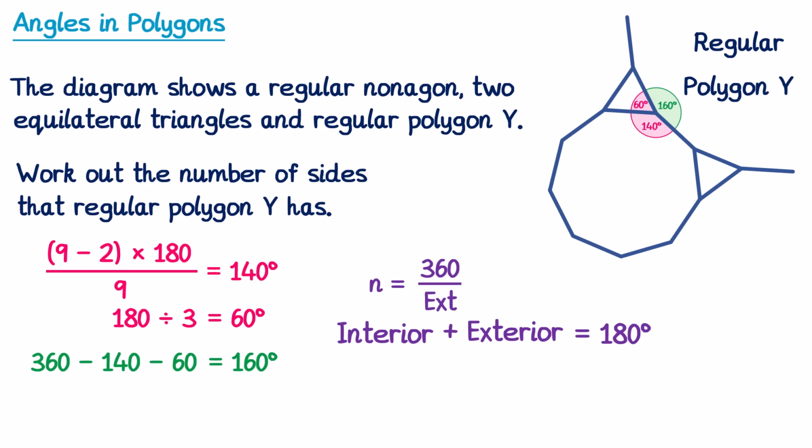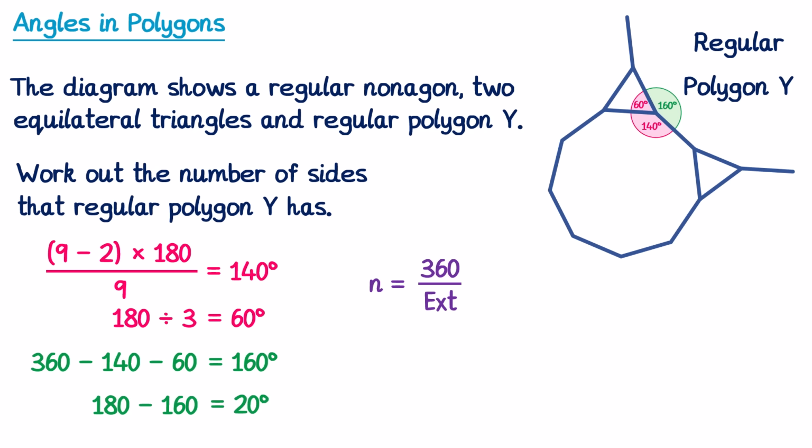We know the interior one is 160, so if we do 180 subtract 160, we find the exterior was 20. We can now use the formula for the number of sides, 360 divided by the exterior, which is 20, gives you the answer 18. So this shape had 18 sides.